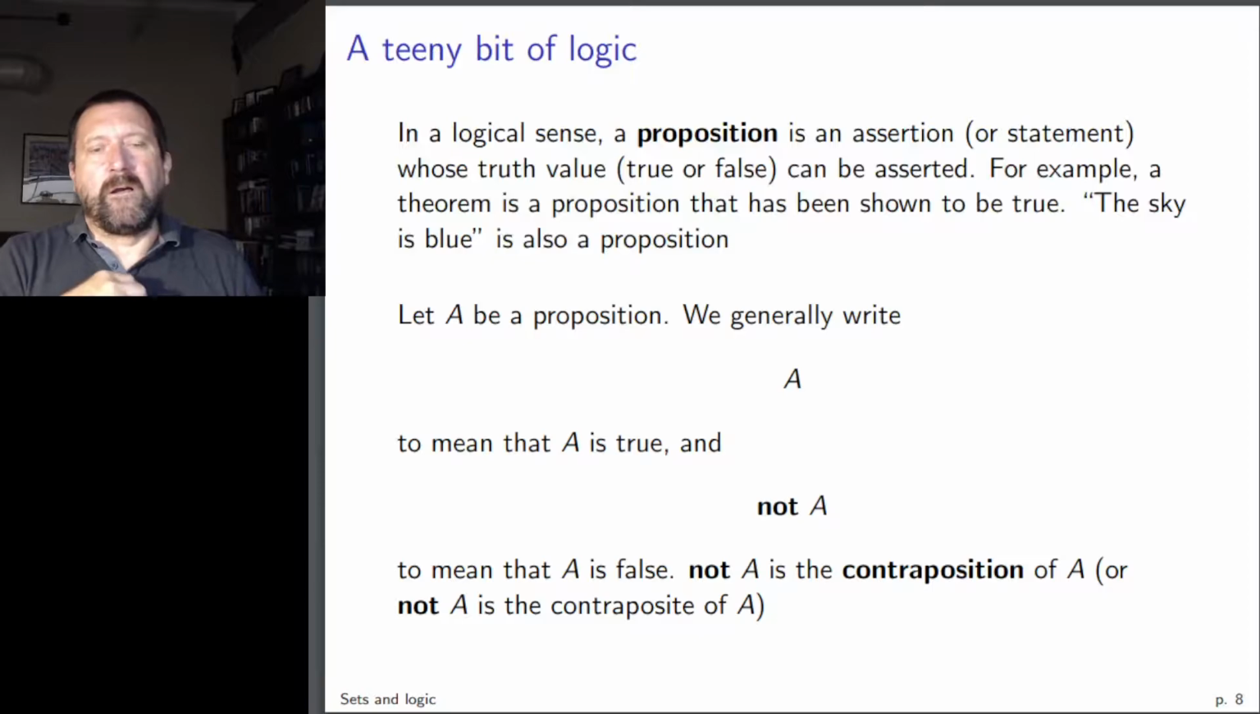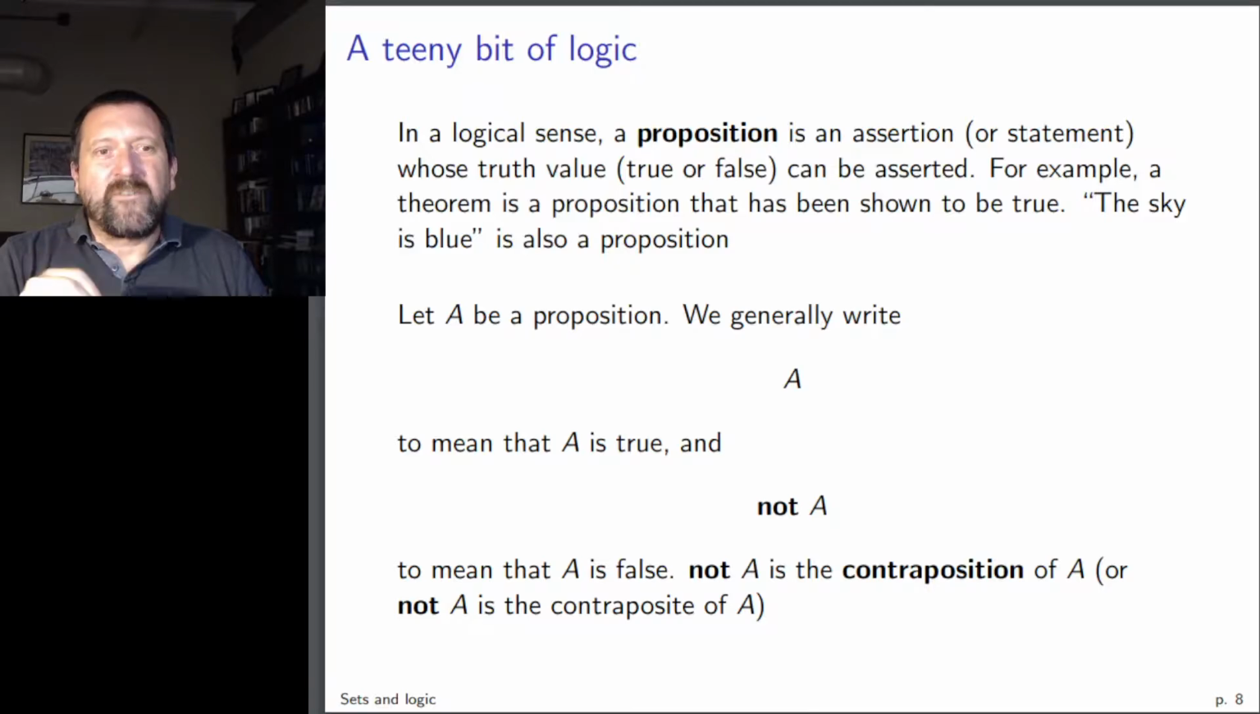The other thing that I want to spend a little time on is very basic logic. This is something we'll use throughout, and something you have seen, but I think it's important to put it down formally. This is not very formal, but okay.